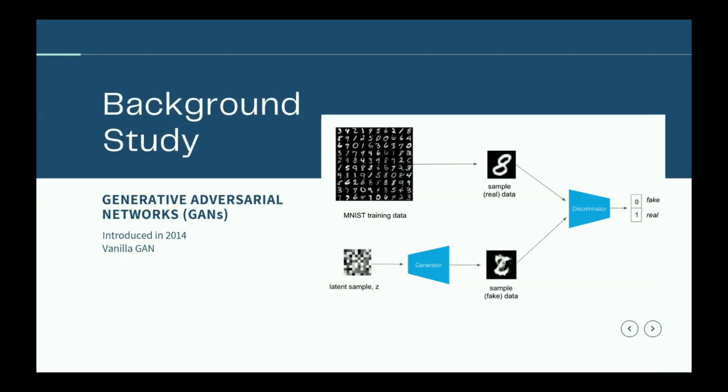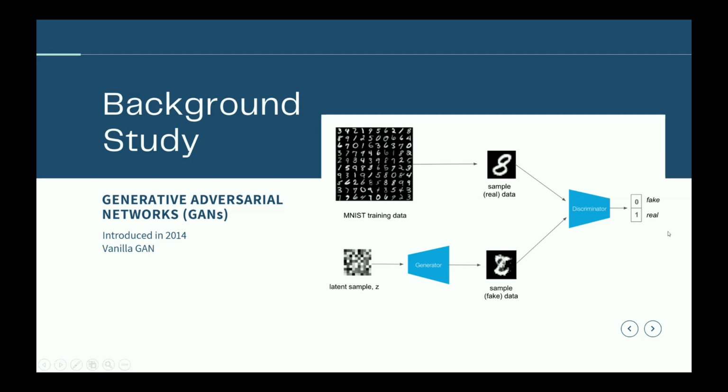Before talking about text to image generation, we really need to know about image generation. Nowadays, generative adversarial networks or GANs are a very popular kind of network used for image generation. They were introduced back in 2014, and here in the image is the diagram of a vanilla GAN architecture.